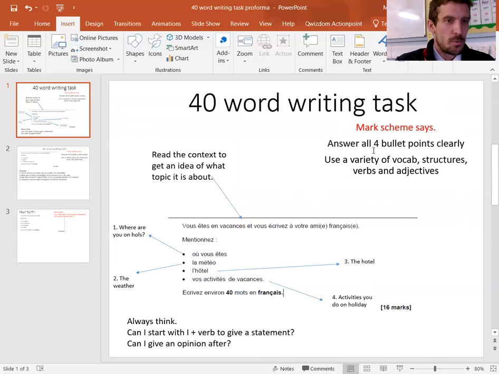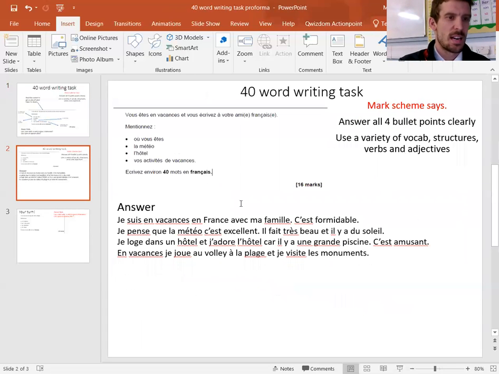Remember, you've got to answer all four clearly and with some variety of vocab, and then always think, can I start with I plus verb to give a statement? Can you give an opinion after it in almost 2 short sentences per bullet point or a sentence? And if you can do that, it really is quite straightforward. Okay, don't forget to reread it to check you don't make any silly mistakes. And that's your 16 out of 16.